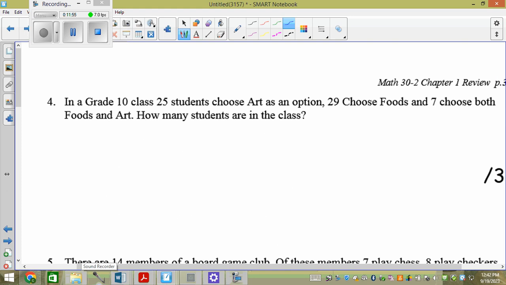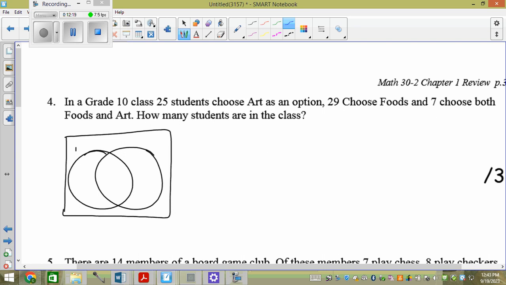In a grade 10 class, 25 students chose art, 29 chose foods, 7 chose both foods and art. This is the nicest question I could give you. I literally give you the middle and the center. Watch. As I said, we're going to skip it for now.